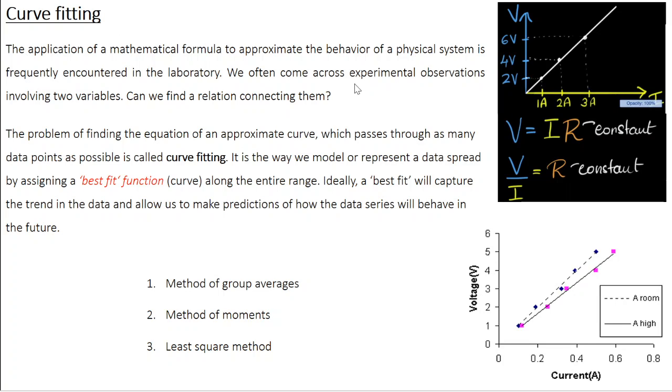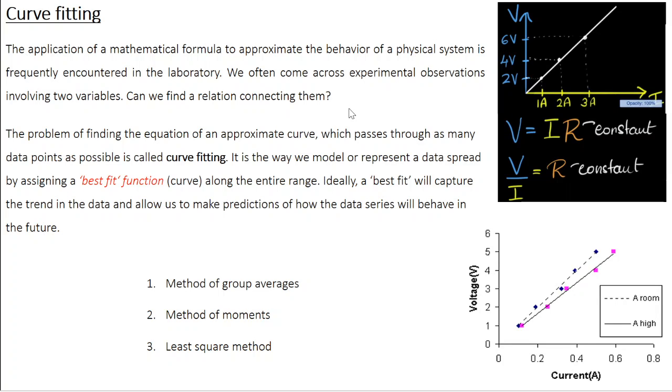So for simplicity, let's start with an experimental observation involving two variables. And the question is, can we find a relation, a function connecting these two variables? And if you are able to find such a function, that is known as the theoretical curve or theoretical function which fits the experimental data.